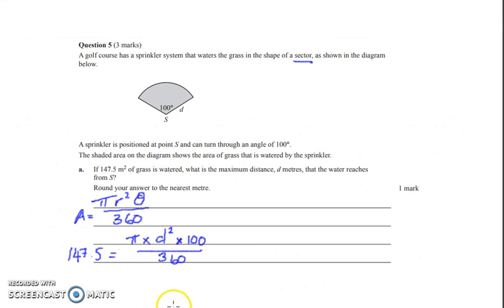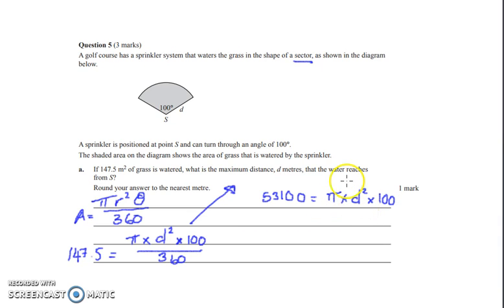All right, let's manipulate this. So let's work up here. We need to move that 360 over, so we need to multiply by 360. So it would be left, so we would have 53,100, sorry, equals pi times d squared times 100.